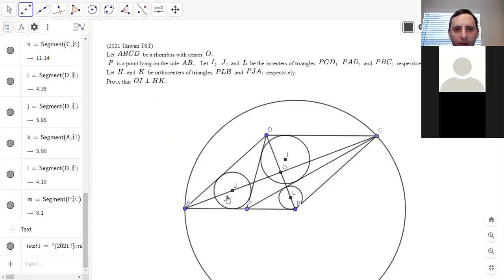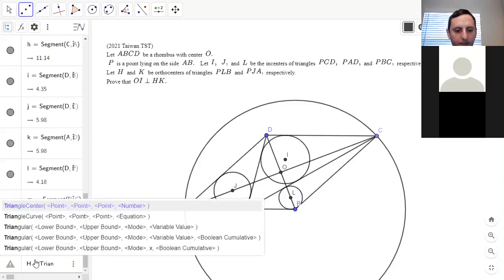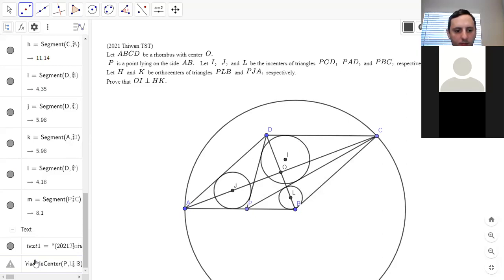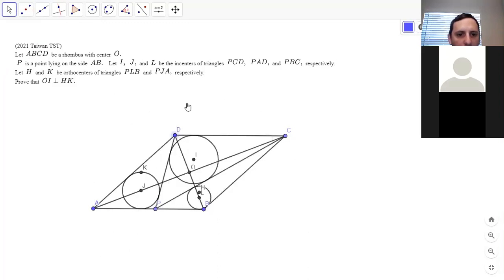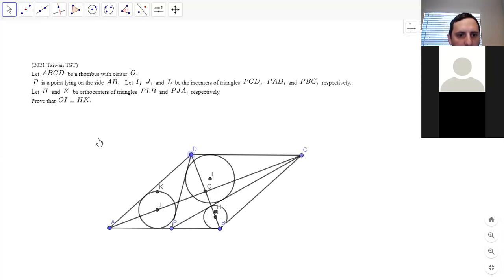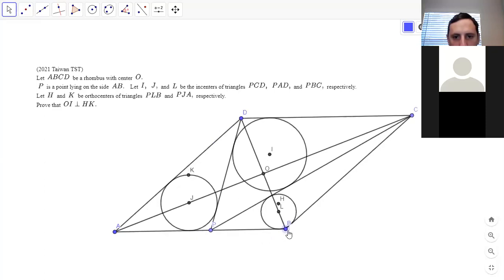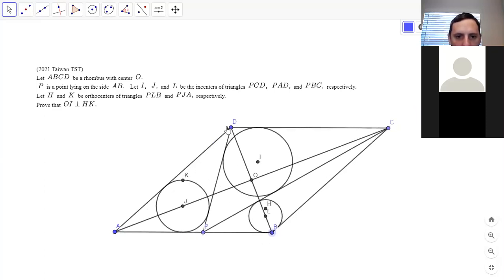And then we draw the orthocenters of PLB and PJA. So H is the orthocenter of PLB. That's H. And K is the orthocenter of PJA. And we want to show HK is perpendicular to OI. Let me hide the circle. Let me see if I can make anything bigger. It almost looks like K lies on the circle.